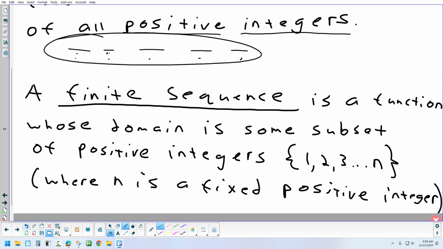So if you have a sequence that has an end to it, then that means you cannot plug in as high of a number as you want in the formula. There will be an upper limit. Maybe it's 20, maybe it's 30. Depends on how many numbers are in the sequence. But there's a fixed positive value that is the highest, and it doesn't go beyond that. So finite has an end to it. Infinite goes on forever.